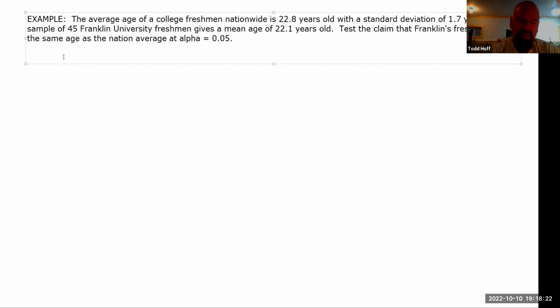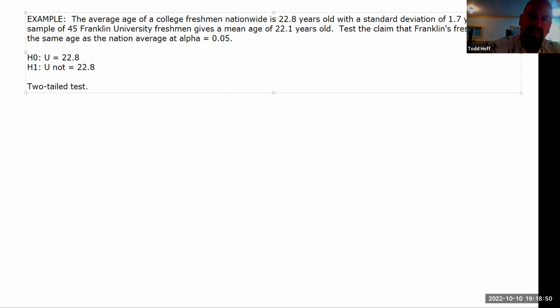First step, of course, is to set our hypotheses. The null hypothesis here is exactly what they're saying, that the freshmen are the same age. So the mean age of the freshmen at Franklin University is 22.8. The alternative then is that they are not 22.8. So this is a two-tailed test.